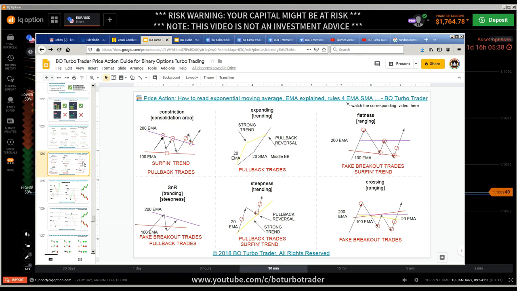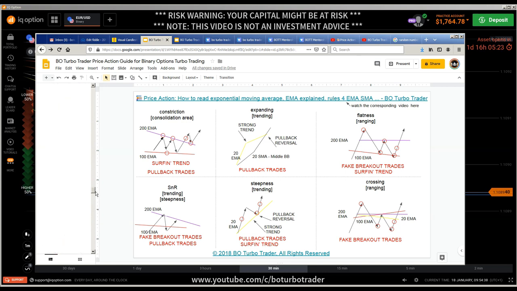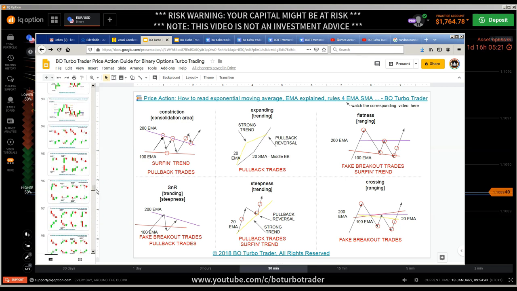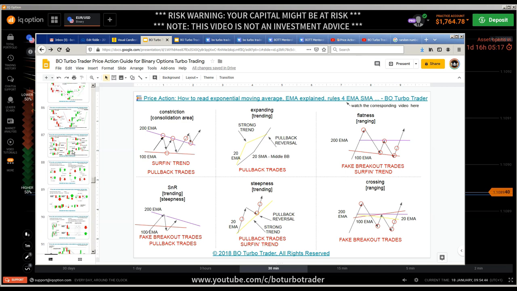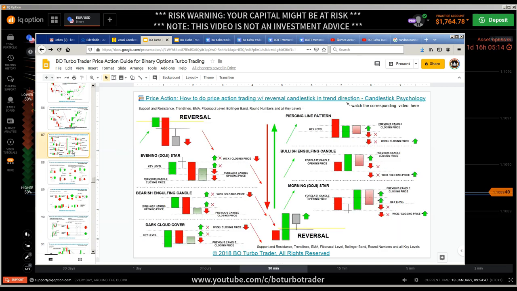And I will show you this again today when I'm showing you how to do price action trading with reversal candlestick in trend direction, and that is really magic. So let me show you this now, because I think I have talked much about this kind of stuff, and it's time that I get into the topic itself. So look at this, what I have prepared 2 weeks ago. So that is how to do price action trading.